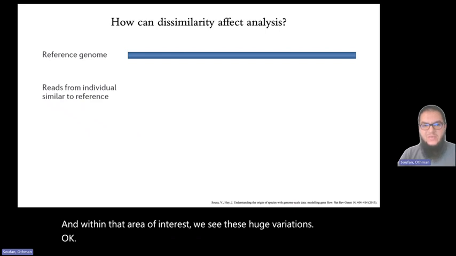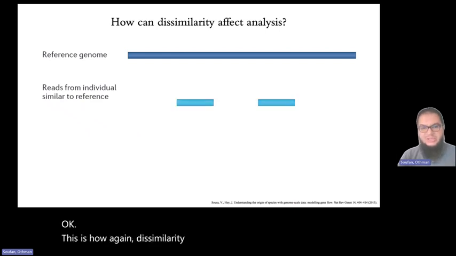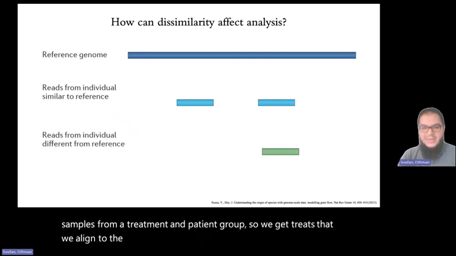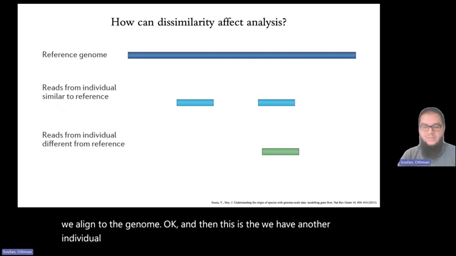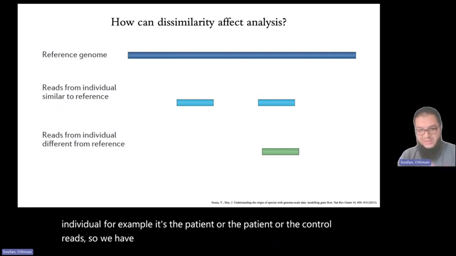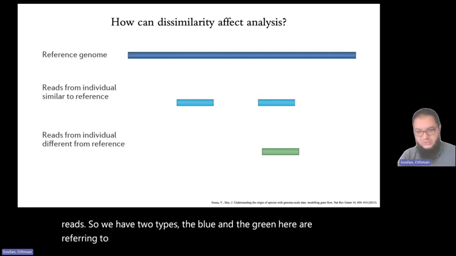Now, this is how, again, dissimilarity affects analysis. If we have two samples from a treatment and a patient group, we get reads that we align to the genome, okay, and then we have another individual, for example, the patient or the control reads. So we have two types. The blue and the green here refer to two different individuals.